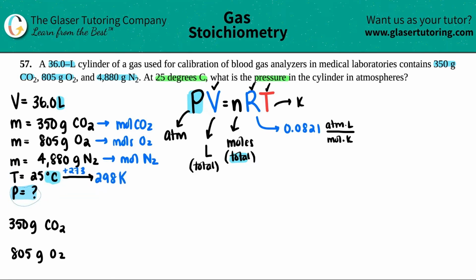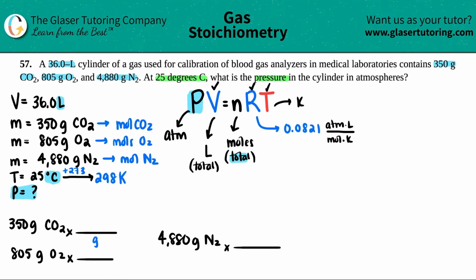Let's see here. I'm going to squeeze this up. And now this is coming up here. I guess we'll just put it over here. So we have 4,880 grams of N2. So remember, it's just times by the ratio.